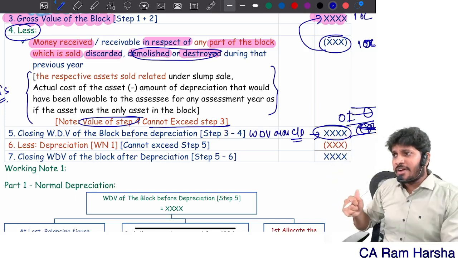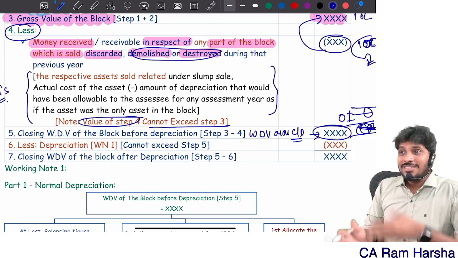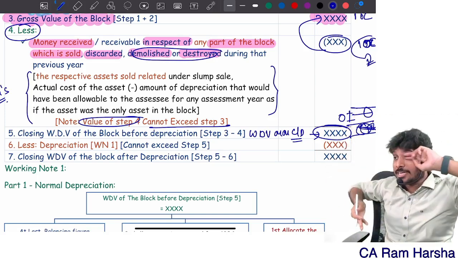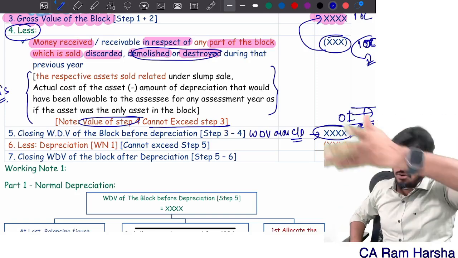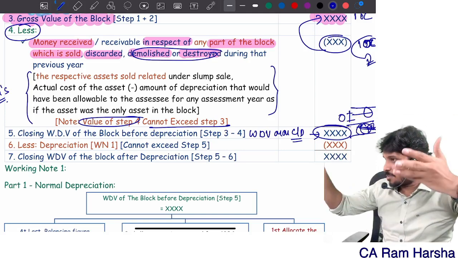Sir, what about the remaining 5 lakhs? I got 15 lakhs, no? But why do you reduce only 10 lakhs? Because the value of the block is only 10. I cannot reduce 15 from 10. Maximum I can reduce only 10. Remaining 5, what is it? Go and tax it as short term. It's a profit for you, no? More than your block value, you got money.